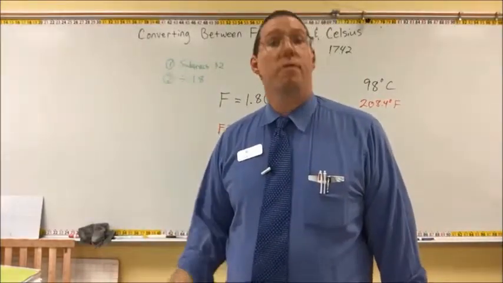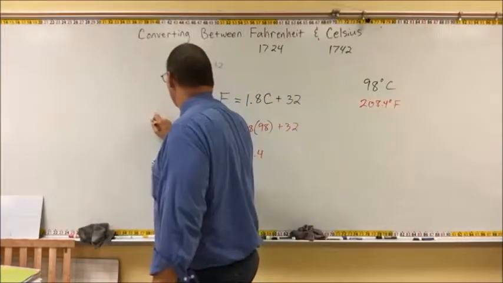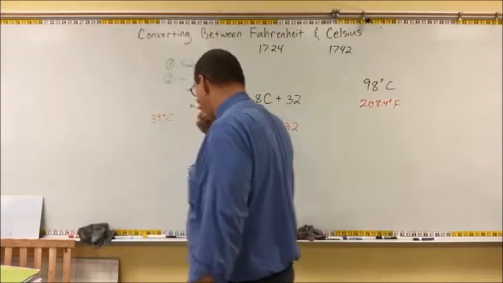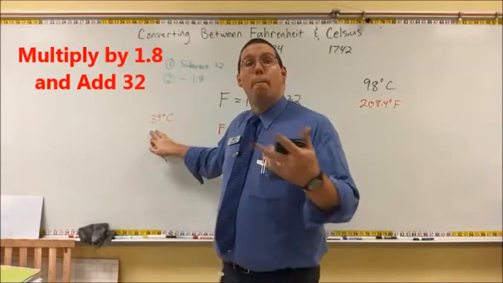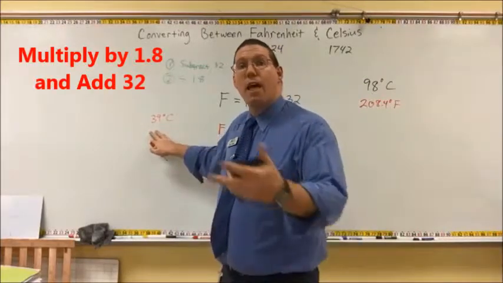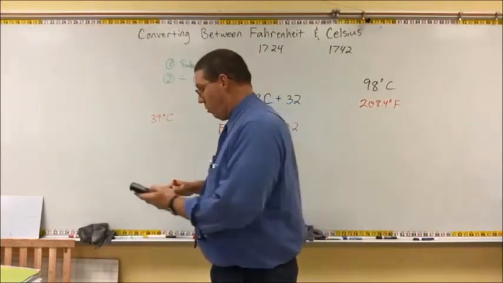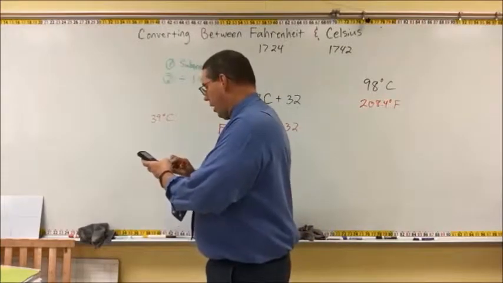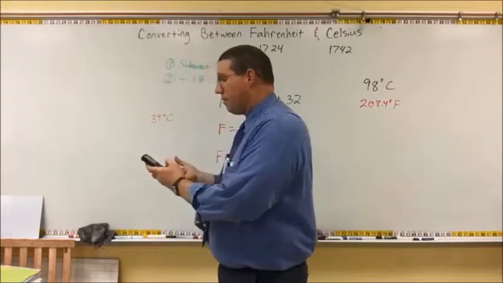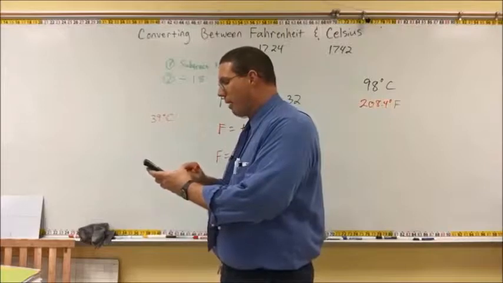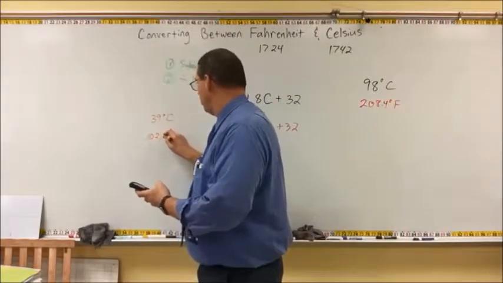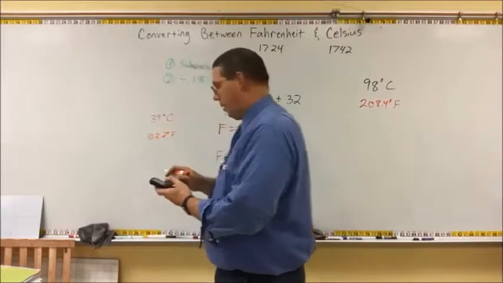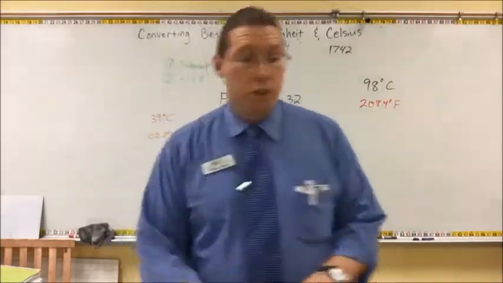All right, let's do one more example. 39 degrees Celsius. So, well, that's easy. We're just going to do our two steps. First, we're going to multiply by 1.8, then add 32. So, 39 times 1.8 gives us 70.2. Then we're going to add 32, and we get 102.2 degrees Fahrenheit.